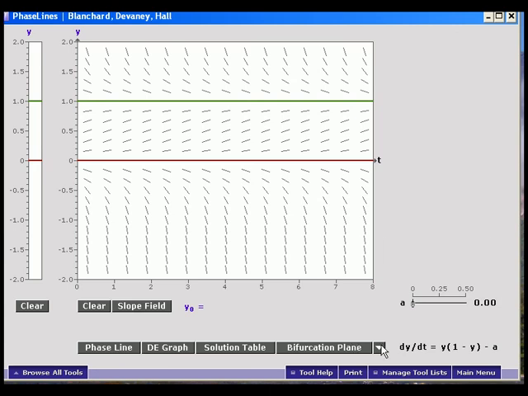Here I've got the menu set on the logistic equation. When a is 0, so ignore the a, it's just y prime equals y times 1 minus y, the equation we were just analyzing. And as we saw there, we have two equilibrium points. If y is 0 or 1, the right-hand side is 0. And here's the slope field. And see, if you're between 0 and 1, you're going up. If you're above 1, you're going down. If you're below 0, you're going down.